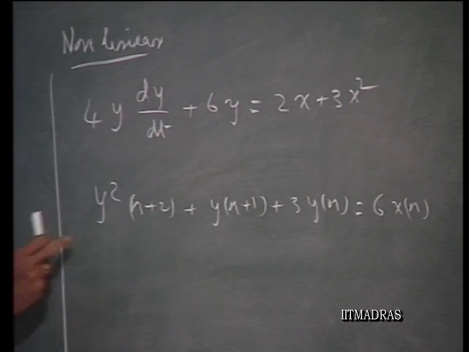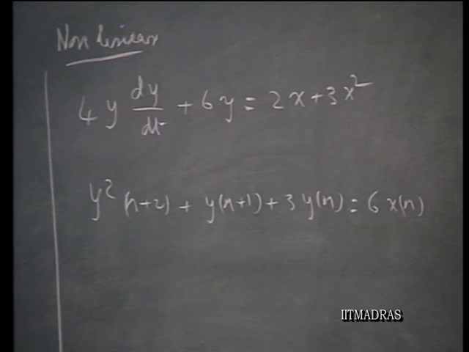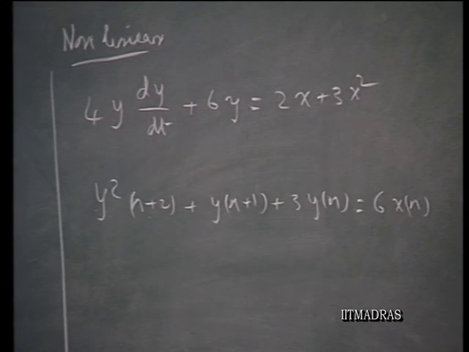Yn plus 2 is multiplied by yn plus 2. So, you can think of this, the coefficient being yn plus 2 multiplying yn plus 2. So, this is a square term that is involved here. So, this fails to be a linear difference equation.